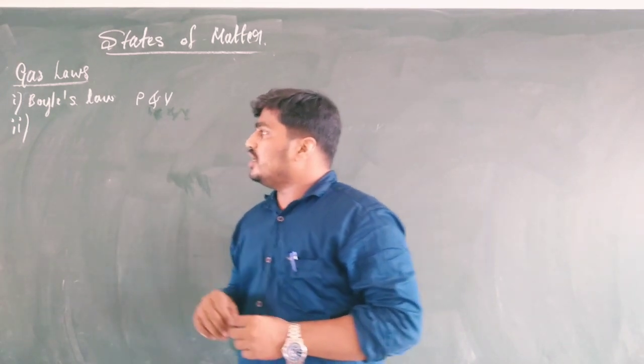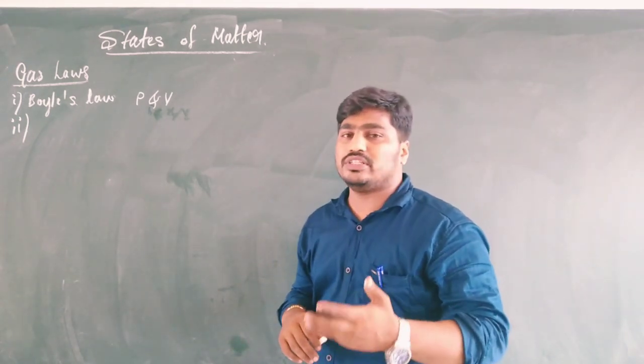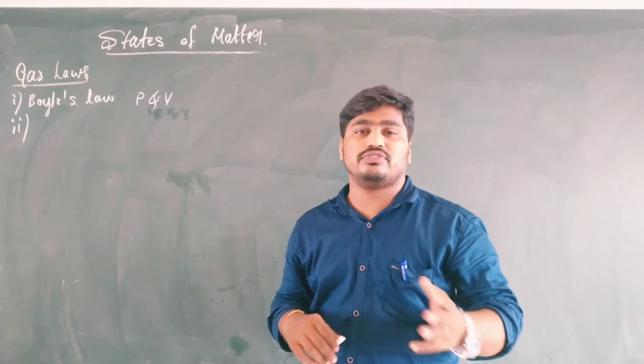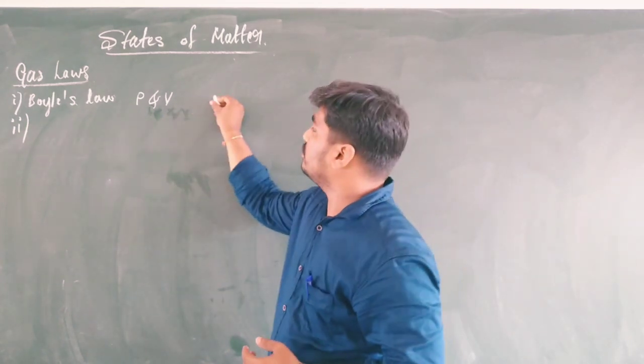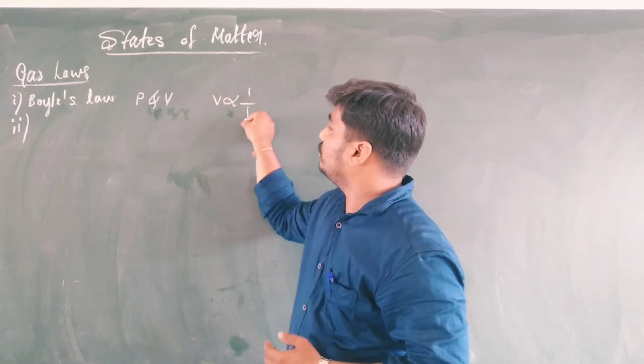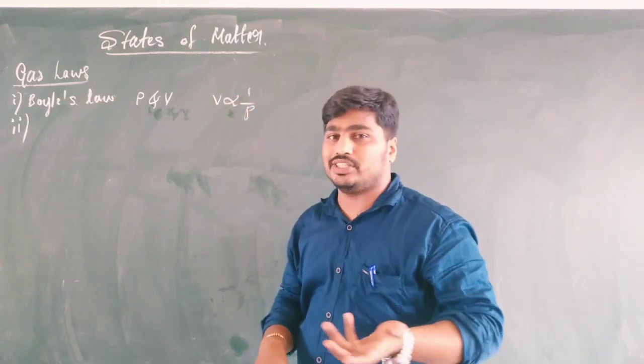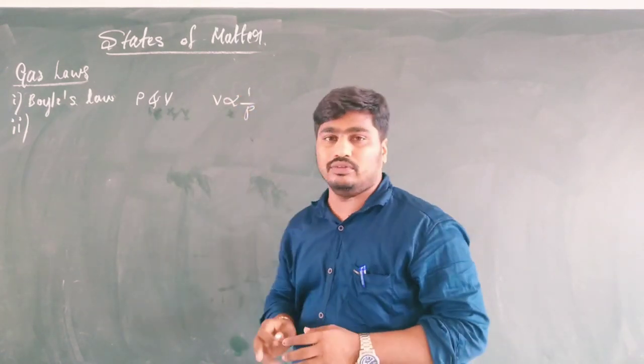The first one is Boyle's law. Boyle's law states that at a constant temperature, the volume of a given mass of a gas is inversely proportional to pressure, or pressure is inversely proportional to volume, and vice versa.